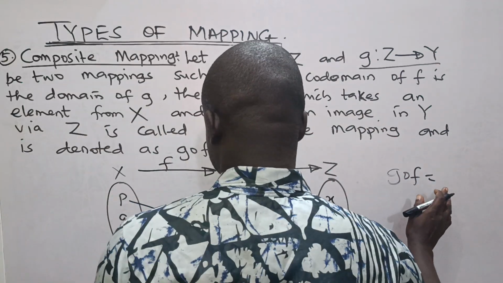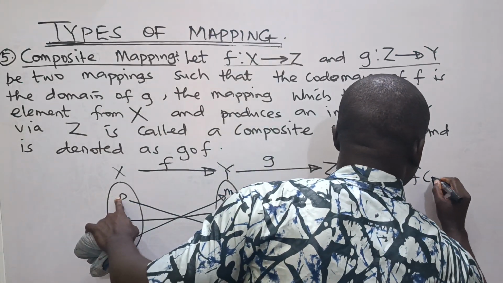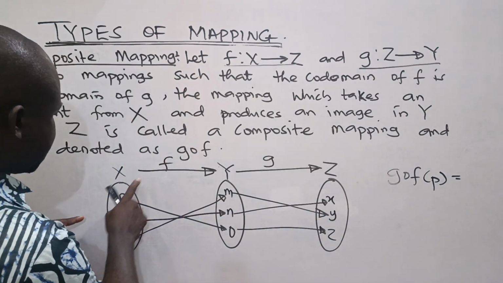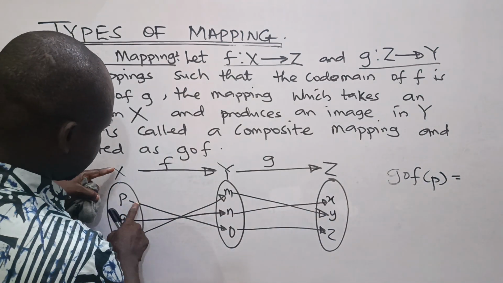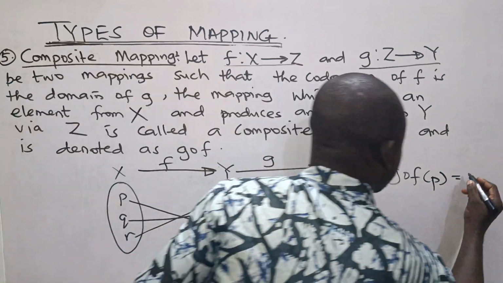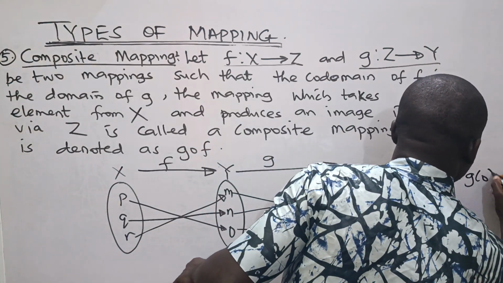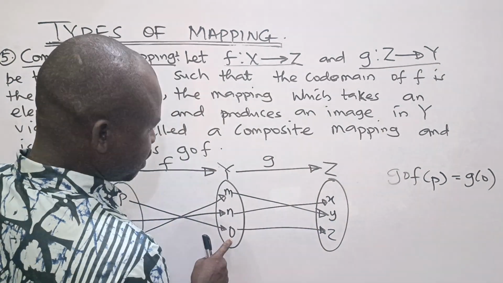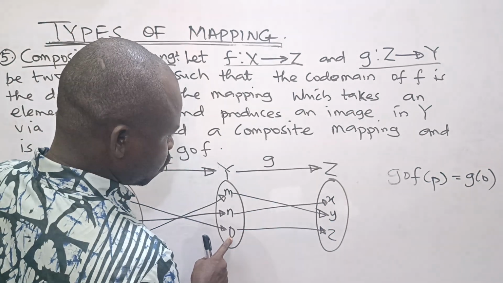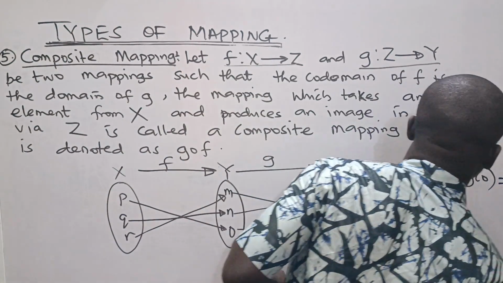to G of F of P. That is, F takes element P from X to O, that will be G of O. Then when G acts on element O, it produces Z. We are going to have Z.